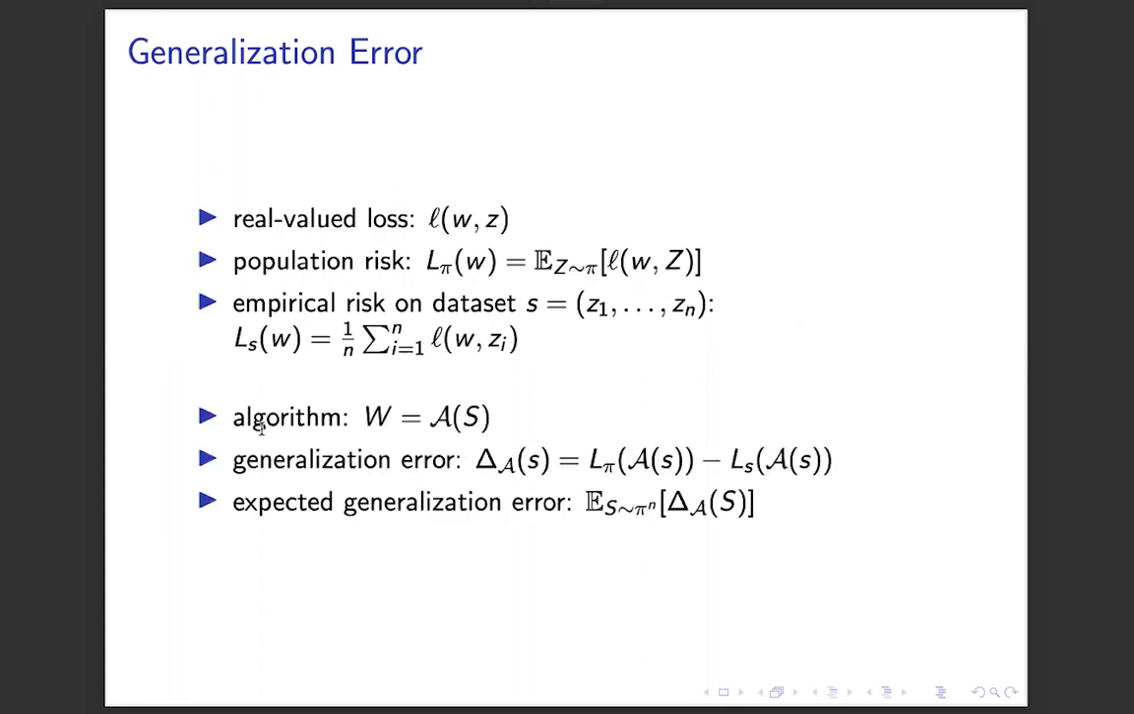And we'll consider an algorithm, which is basically a training algorithm: given some n sample data set, you train and get a particular set of weights or a particular model. We'll be interested in the generalization error, which is the gap between the population risk for our trained model and the empirical risk on the same data set that we used to train our model. The expected generalization error is then the expected value of this generalization error over all training sets, so it's over pi to the n.